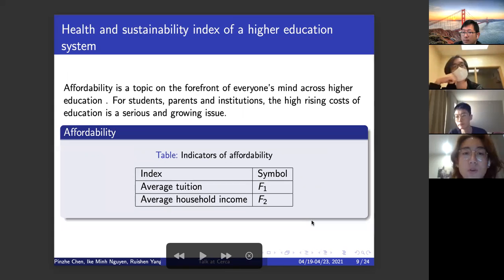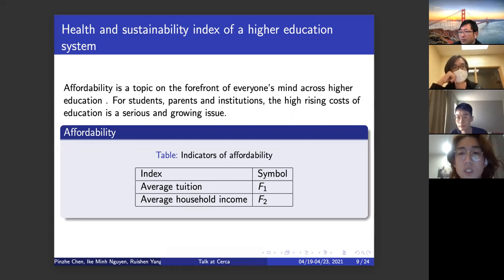Affordability is an important aspect for students to receive higher education. A healthy and sustainable education system will charge affordable tuition and fees, and provide enough financial aid and scholarships to help students complete their higher education. For students, parents, and tuition, the rising cost of education is a very serious and growing issue right now.